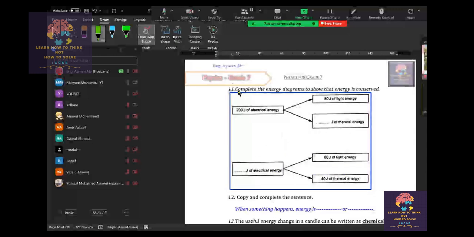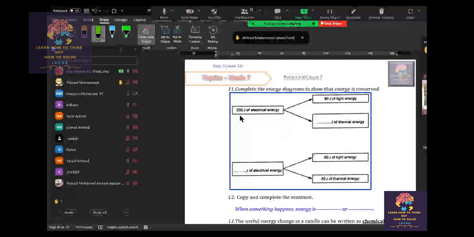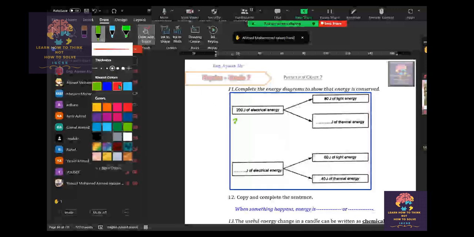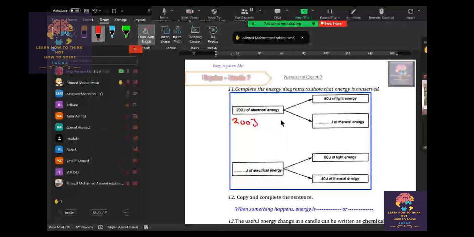Number 11. Complete the energy diagram to show that energy is conserved. Very good. 200 joules, not 2 joules. Take care. 200 joules of electrical energy. Yes. 80 joules of light energy. 120 joules of thermal energy.